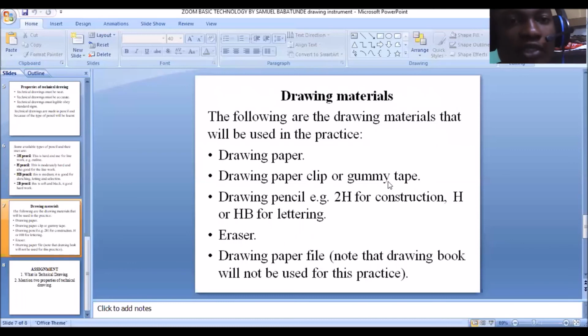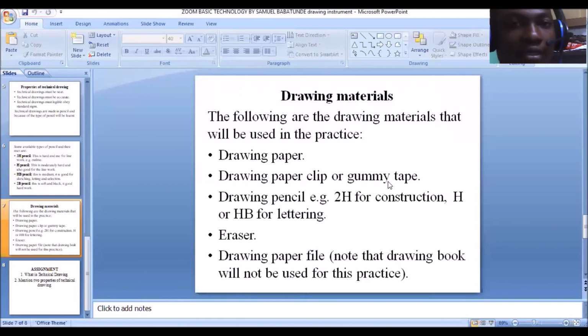And preferably we use the H pencil or the HB pencil, preferably used for what? For technical drawing. And you also use the 2H pencil in terms of construction. Then the eraser, which is used to what? To wipe out mistakes that have been made while carrying out our drawing. And then the drawing paper file where we keep our drawing papers, even the one we use in practice.